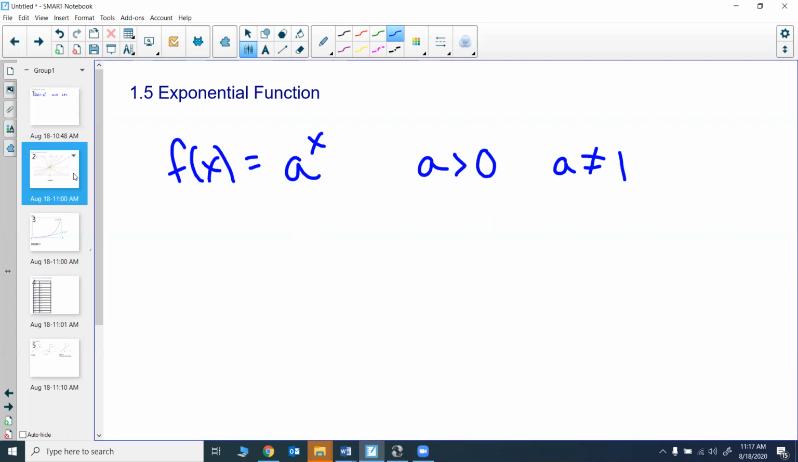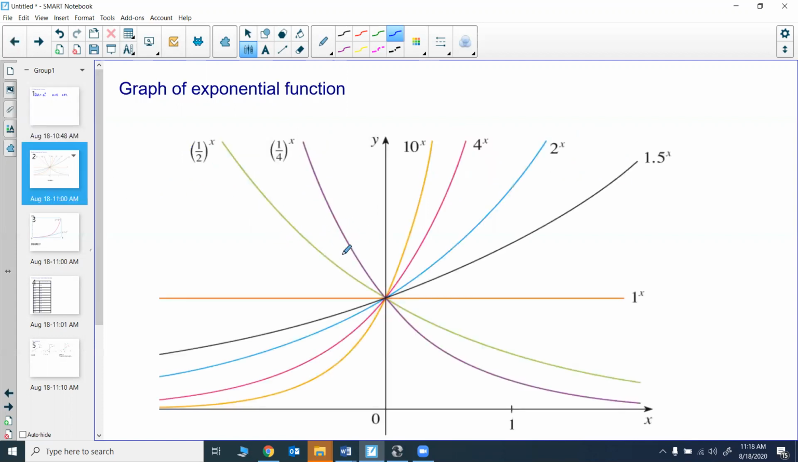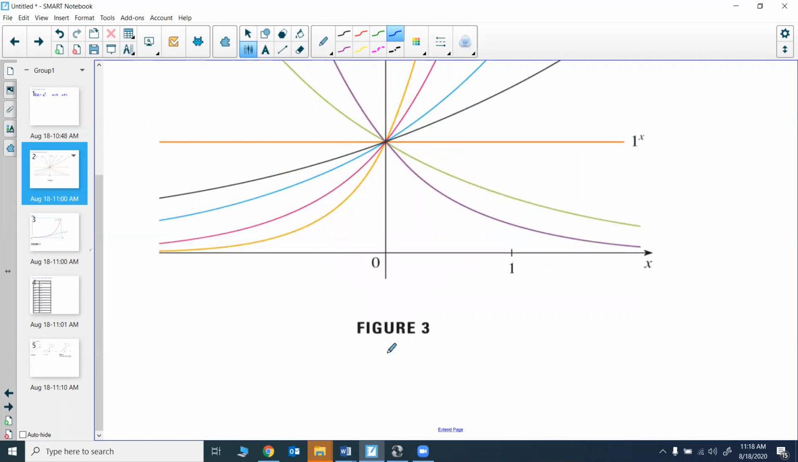So next I want to talk about the graphs of an exponential function. So these are the different graphs. A bunch of them are drawn in here. This is 10 to the x, 4 to the x, 2 to the x. Notice that 1.5 to the x, 2 to the x, 4 to the x, and 10 to the x all are increasing, whereas 1/4 to the x and 1/2 to the x are both decreasing. So notice that these bases, 10, 4, 2, even 1.5, are all greater than 1. 1/2 and 1/4 are less than 1. So that's kind of an important piece for us to know about graphs.